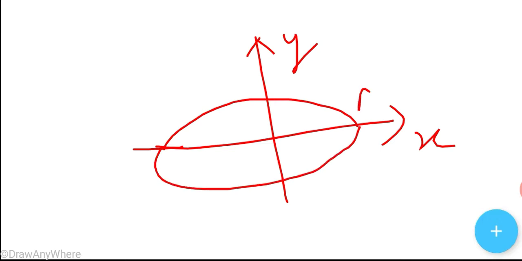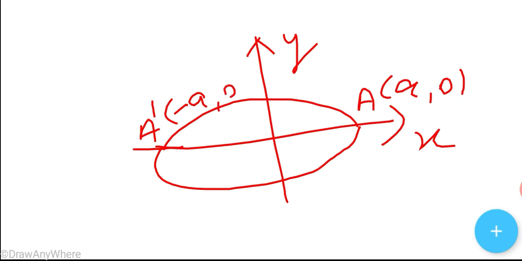Ellipse has two vertices. One is A of (a, 0) and the other endpoint A dash is equal to (-a, 0). So the vertices are A of (a, 0) and A dash of (-a, 0). C is the center of the ellipse whose coordinate is C of (0, 0).